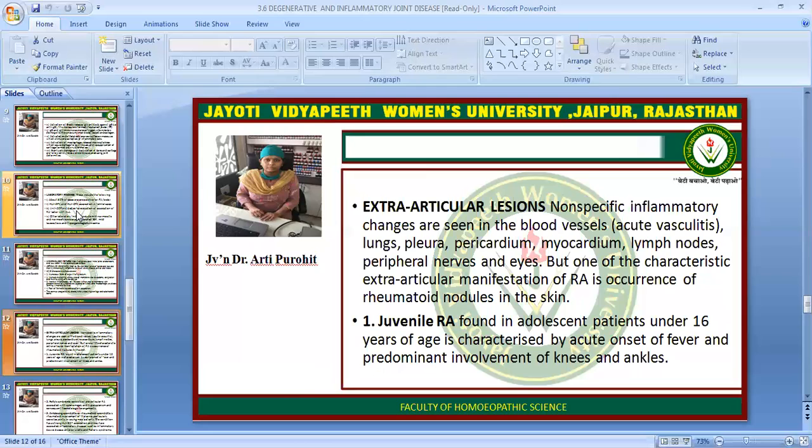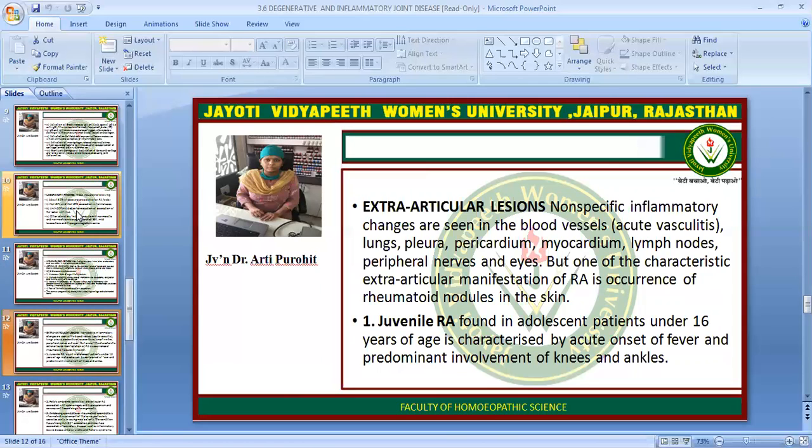Extra-articular lesions include non-specific inflammatory changes seen in the blood vessels, lungs, pleura, pericardium, myocardium, lymph nodes, peripheral nerves, and eyes. But one of the characteristic extra-articular manifestations of RA is the occurrence of rheumatoid nodules in the skin.